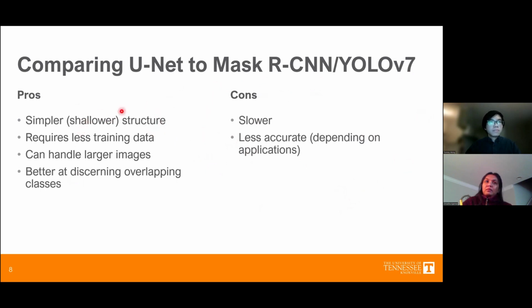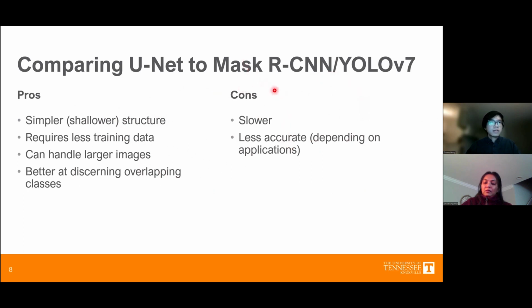And in the cases shown where the UNet is able to better discern overlapping classes, again, this could be due to the fact that Mask R-CNN and YOLO networks require bounding boxes and give bounding boxes as an output, and that's hindered by overlapping classes or overlapping labels.